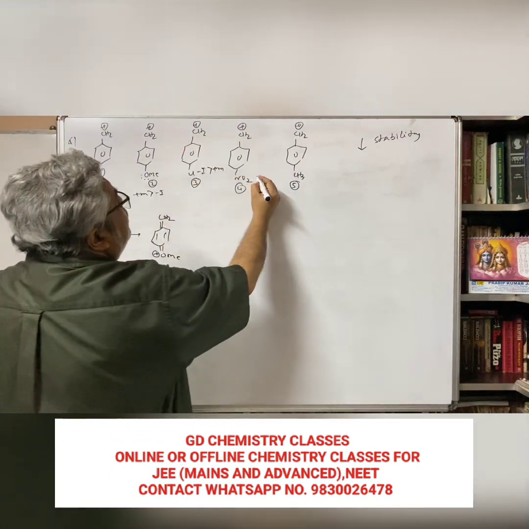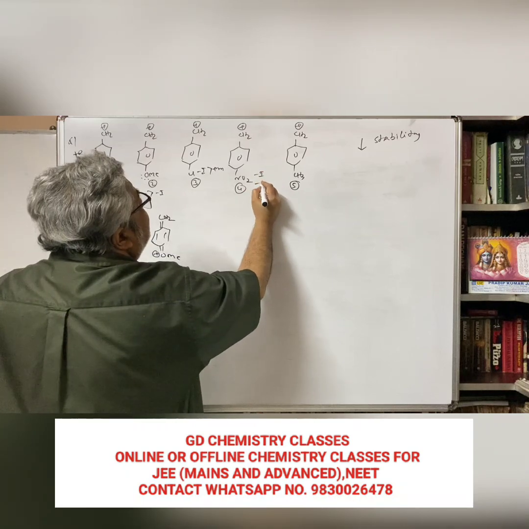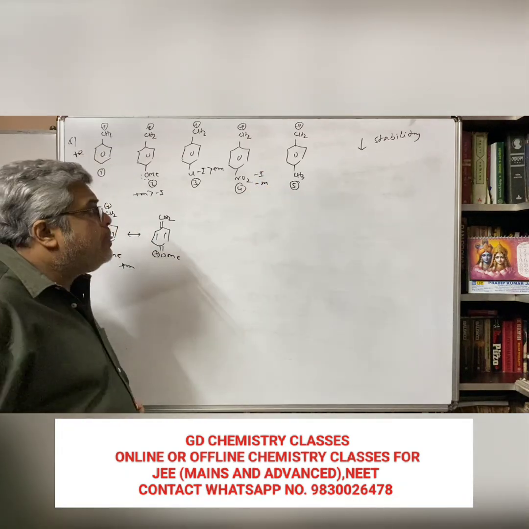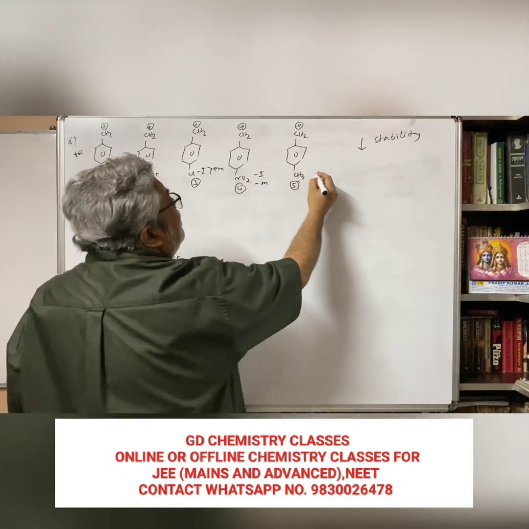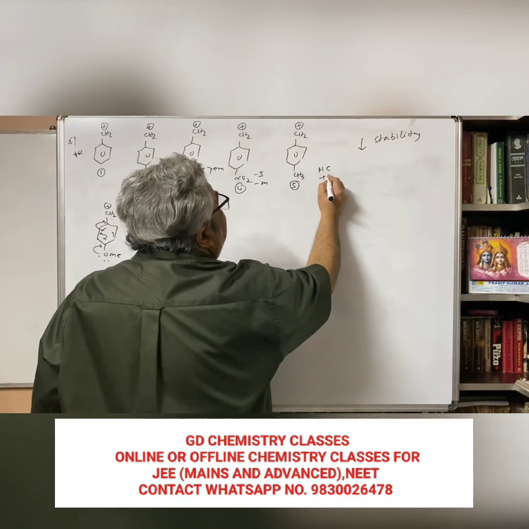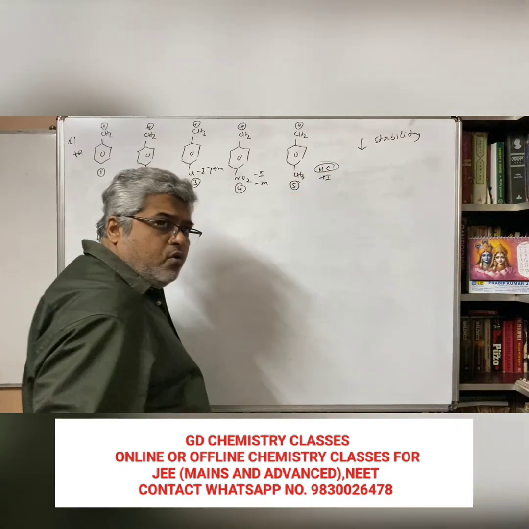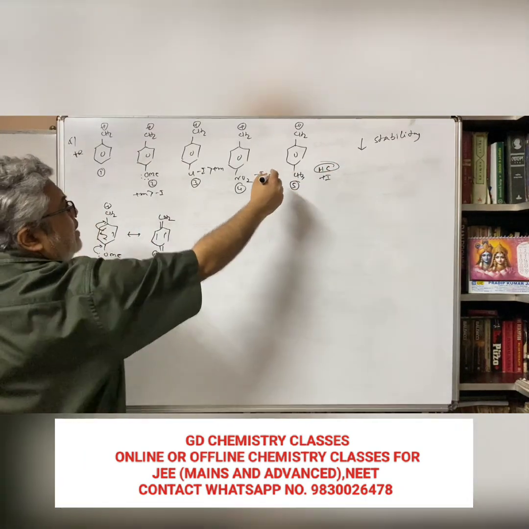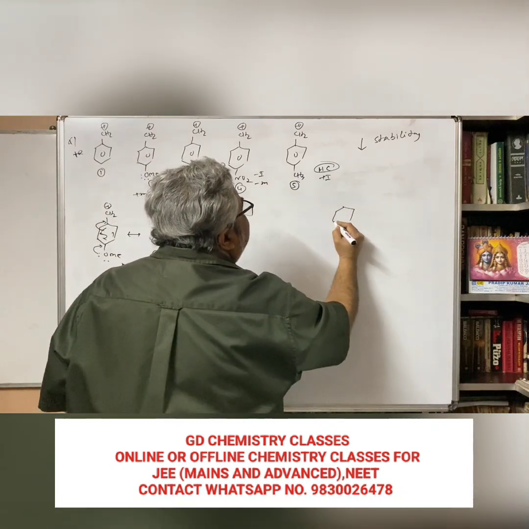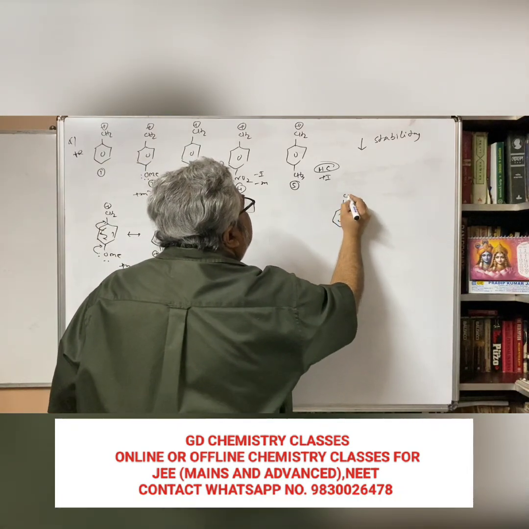Now, the nitro group, we all know, will exhibit minus I and very strong minus M. Now, methyl will exhibit hyperconjugation as well as plus I. Hyperconjugation is more important than plus I. Now, if you look at how hyperconjugation is operating.